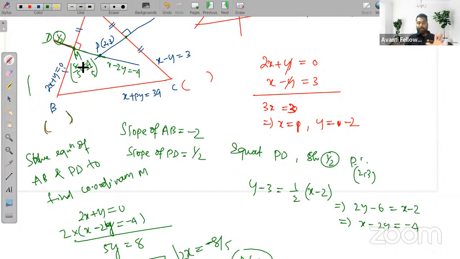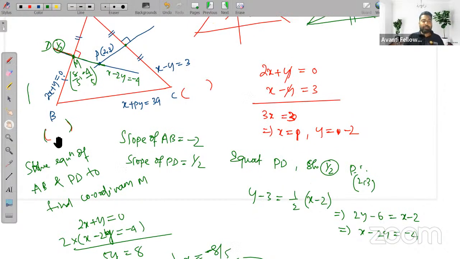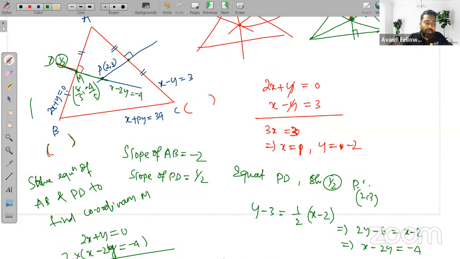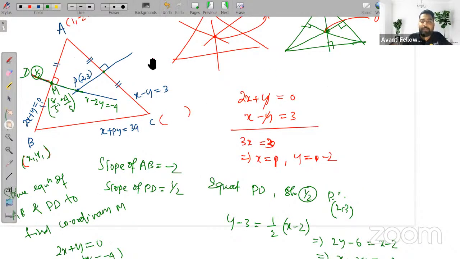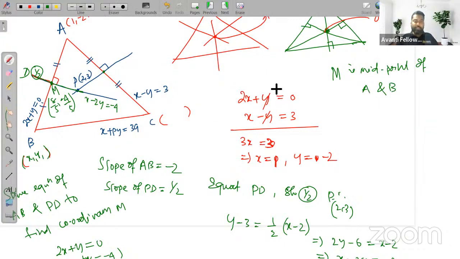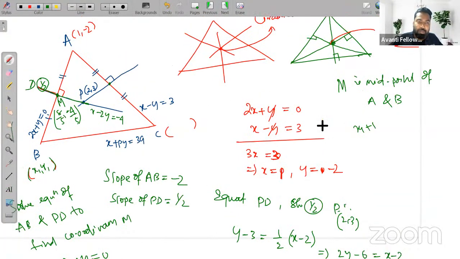So the coordinate of M I am getting already. If I take the coordinate of B as x1, y1, then we know M is the midpoint of A and B, right? Then by using the midpoint formula, (x1 plus 1) by 2 is equal to 8 by 5.